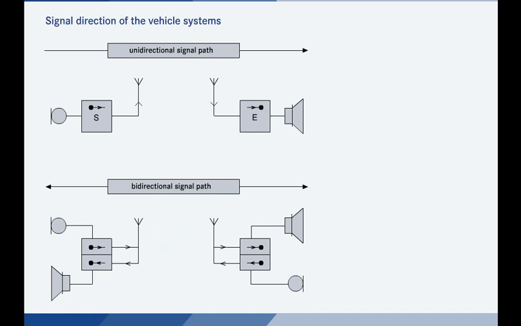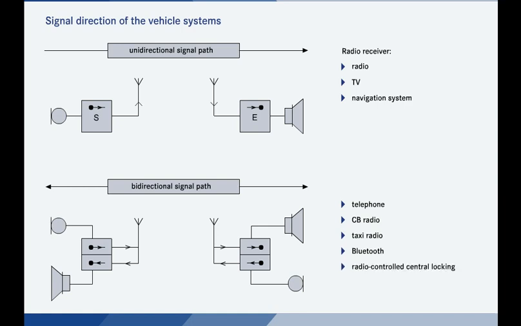The radio transmission systems in the vehicle can also be differentiated accordingly. Unidirectional signals include radio transmission via the sound system, TV, and the positioning function of the navigation system. These systems can only receive radio signals but not send them. Bidirectional systems include radio transmission via the telephone, CB radio, taxi radio, Bluetooth, and radio-controlled central locking. These systems both receive and transmit radio signals.